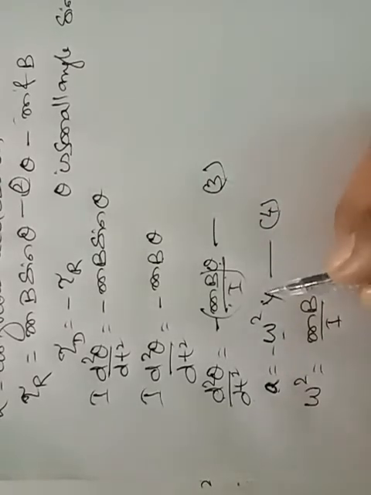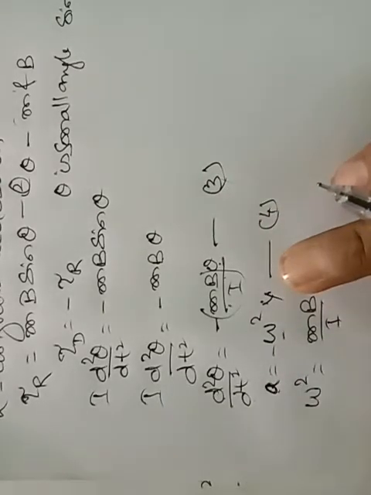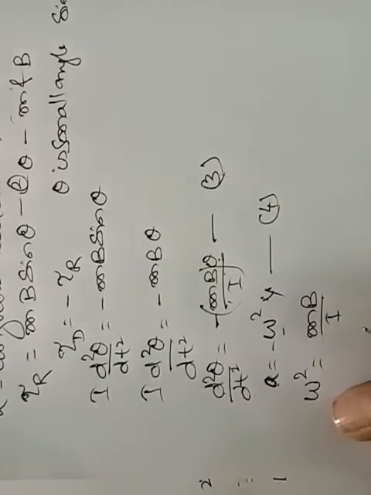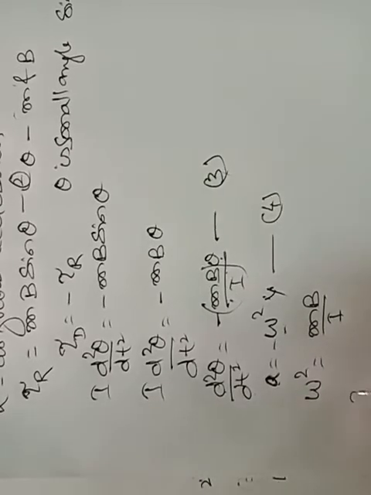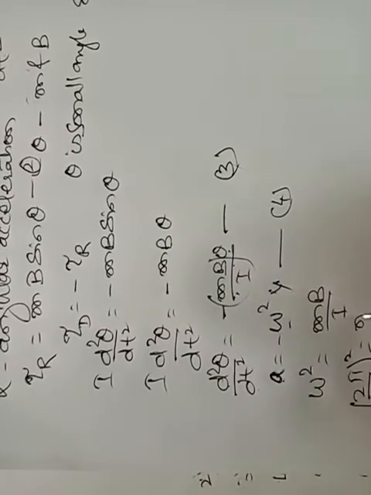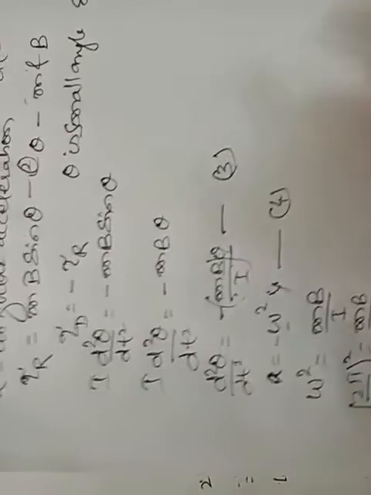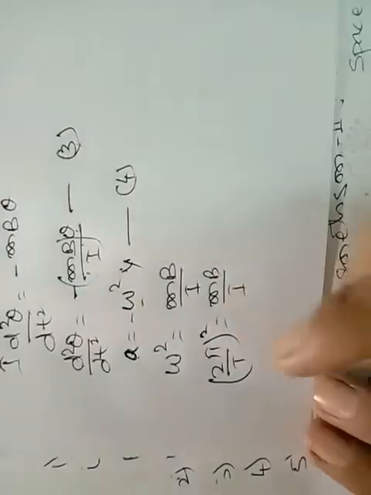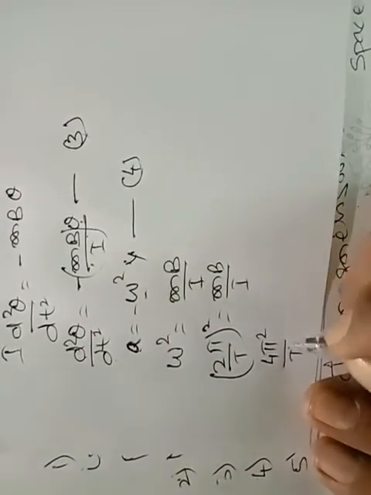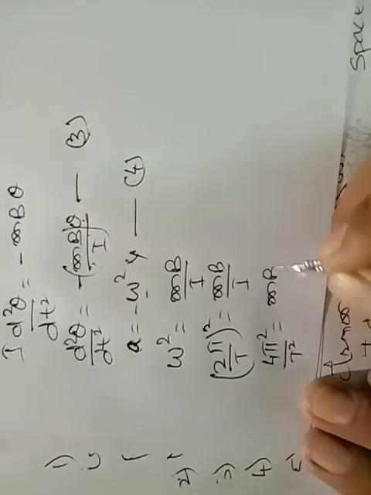Where does this equation come from? This is the equation of simple harmonic motion. We studied it in first year in the oscillations chapter: a is equal to minus omega square y. So now omega square can be written as 2 pi by T whole square is equal to mB by I. If we open the bracket, 4 pi square by T square is equal to mB by I.